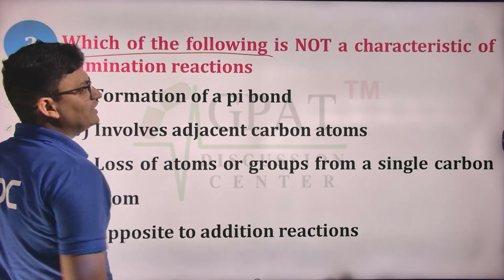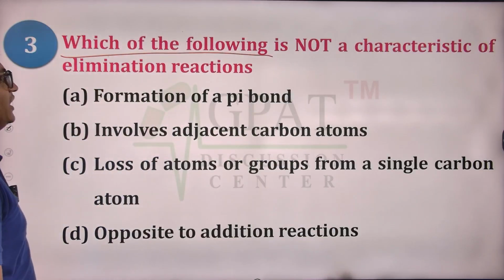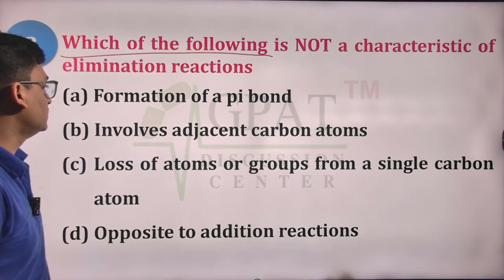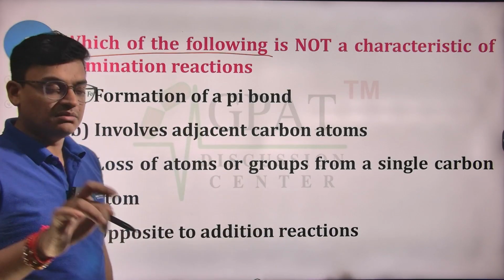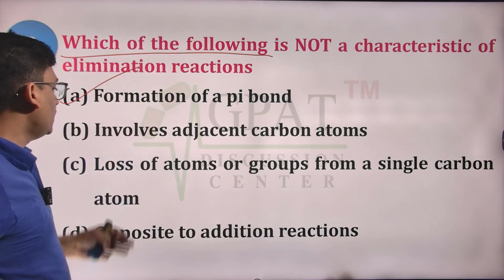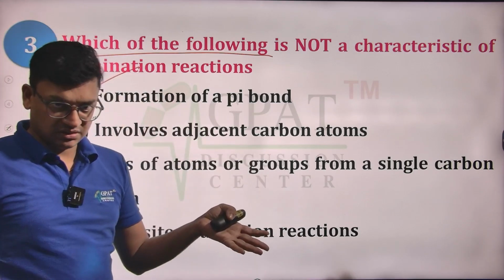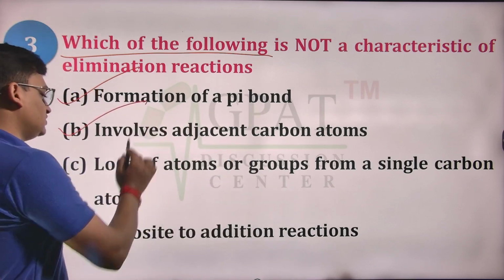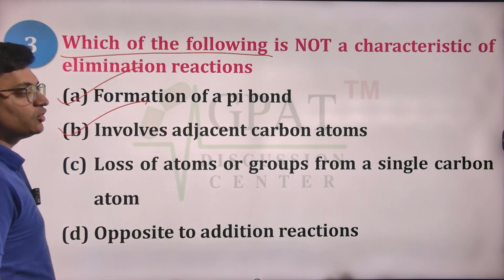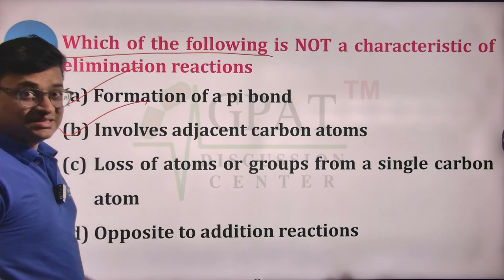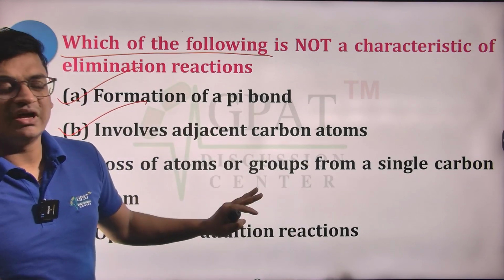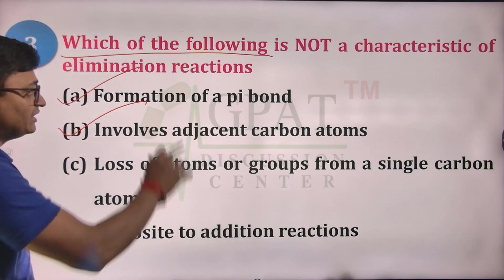Which of the following is not a characteristic of an elimination reaction? Formation of a pi bond, yes, that is a must condition, so this is true. Involves adjacent carbon atoms. It is in general present on the adjacent carbon atoms, so that is also correct. Loss of atoms or groups from a single carbon atom. This is alpha alpha elimination, but that does not have much significance in this question.